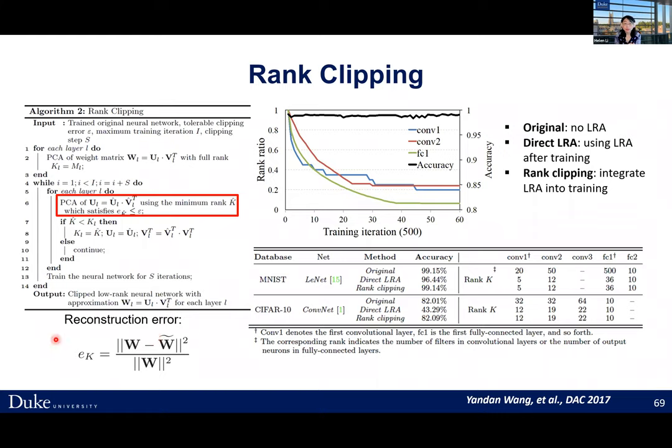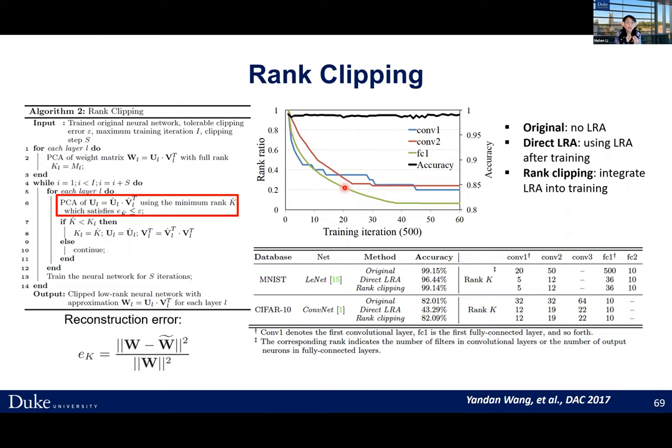The drawback is that this results in reconstruction error. That's why we integrate it into the training process. Through retraining by iterations, we gradually reduce the rank in the PCA. It can be shown by the result here. As you can see, the black line shows the accuracy. Through the training iterations, the accuracy is sustained.